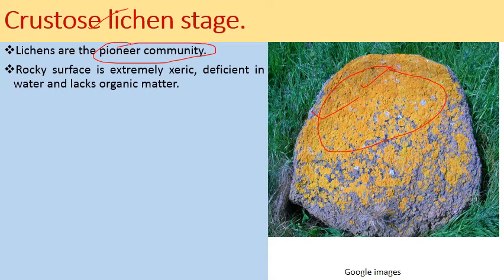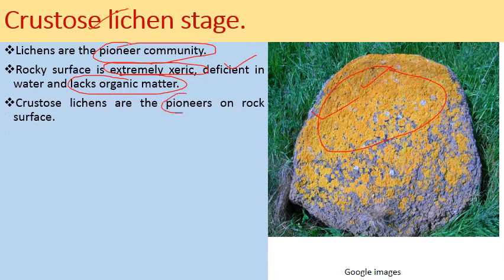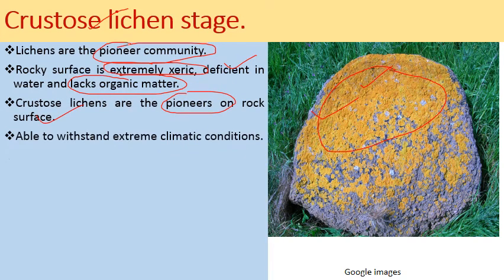As we know, the rock surface is extremely dry, xeric, aur usme koi bhi water present nahi hota hai, and lacks organic matter, isme koi bhi organic matter or soil present nahi hota hai. So crustose lichens are the pioneers on the rock surface, and they are able to withstand the extreme climatic conditions. So these are the tough living organisms which can sustain, which can survive on these tough xeric conditions.